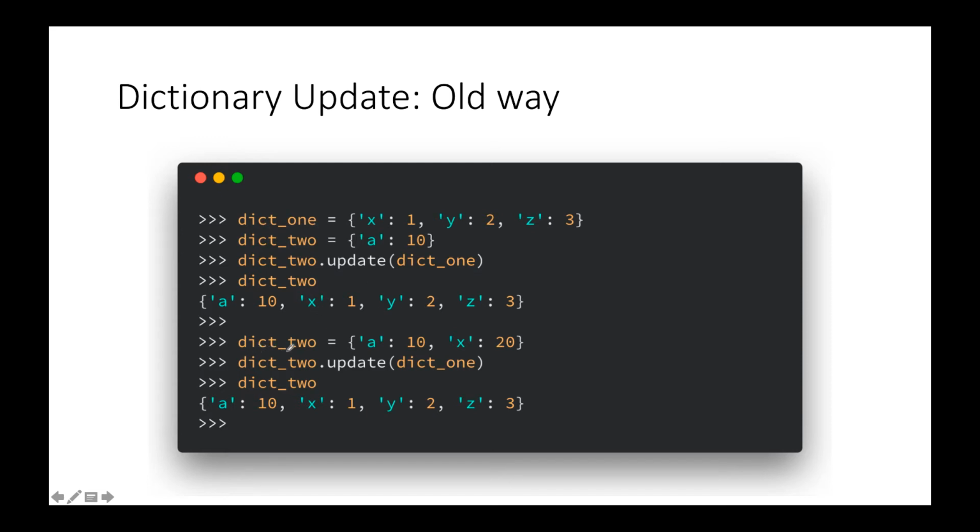And if dict2 has the same key as dict1, for example, for dict2, the value of key x is 20, and for dict1, the value of key x is 1, and we run this code again, you will find that in dict2, the value of key x is 1. So 1 comes from dict1. The reason is we update dict2 with dict1, so the value in dict1 will overwrite the value in dict2.